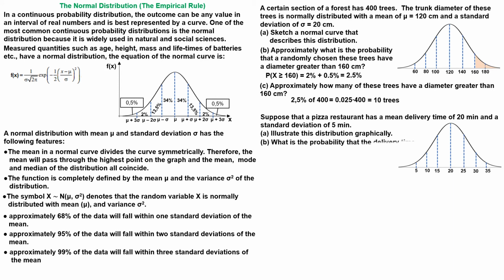What is the probability that the delivery time is between 10 and 20 minutes? We shade the area under the normal curve between 10 and 20 minutes. So the area encompassed approximately represents 47.5%.